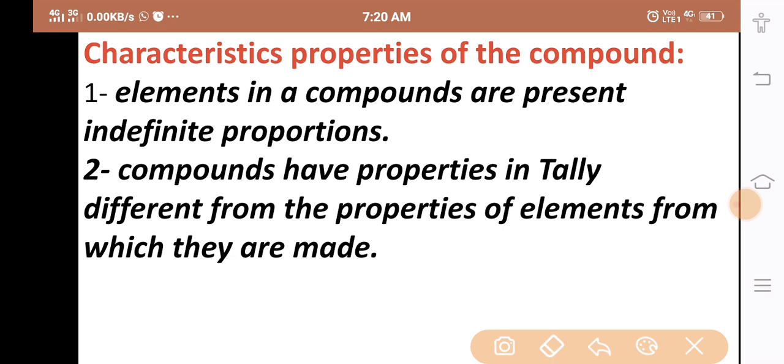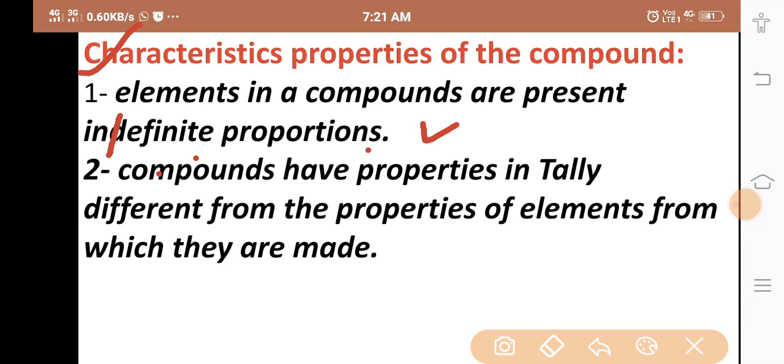Now, characteristic properties of compounds. Elements in a compound are present in definite proportions. If they are in indefinite proportions, then it is said to be a mixture, not a compound. So the first characteristic property is that elements in a compound are present in definite or fixed proportions.